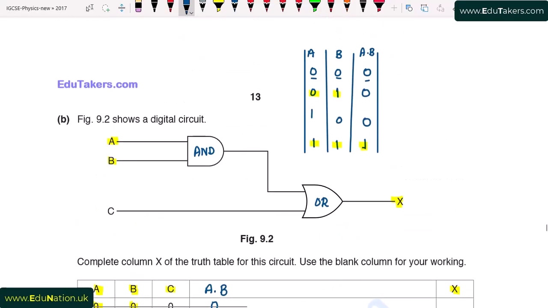Now going back, it is A dot B. It means that A and B. Now the output A and B and input C combines by OR gate to give the output X. So first of all, I complete this table for OR gate. It is written as A or B. In the OR gate, if any one of the input is high, the output will be high. If both of the inputs are low, the output will be low.